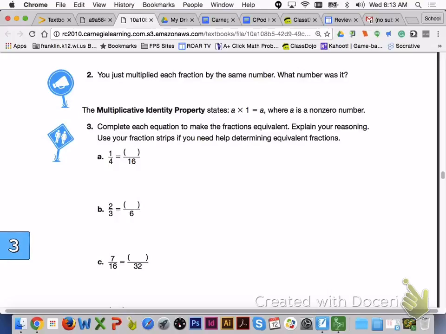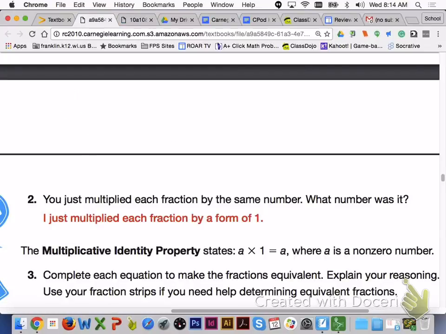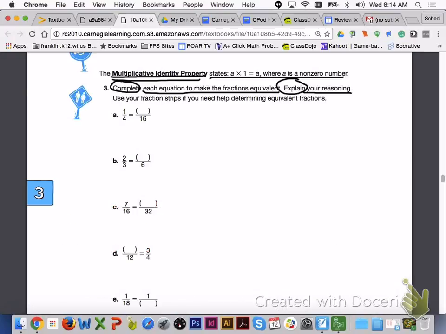Turn to page 156, answer number 2 with your group members. Number 2, you just multiplied each fraction by a fraction form of 1. The multiplicative identity property states A times 1 is equal to A, where A is a non-zero number. Answer number 3, letters A through E with your group members.